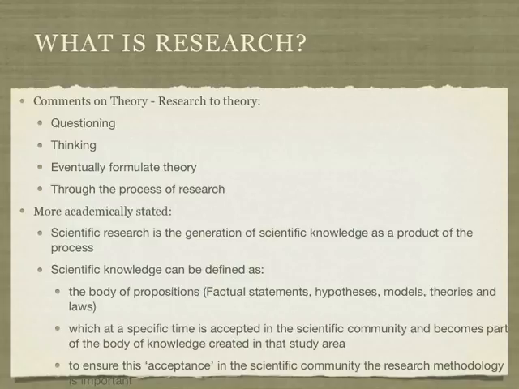But there are different requirements when we look at research and what constitutes knowledge. More academically, the authors in their book talk about scientific research. They say scientific research is the generation of scientific knowledge as a product of a process. So first of all, there's a process that you go through, where the product is the body of propositions, factual statements, hypotheses, models, theories, and laws that at some specific time is accepted in a scientific community and becomes part of the body of knowledge created in that study area.